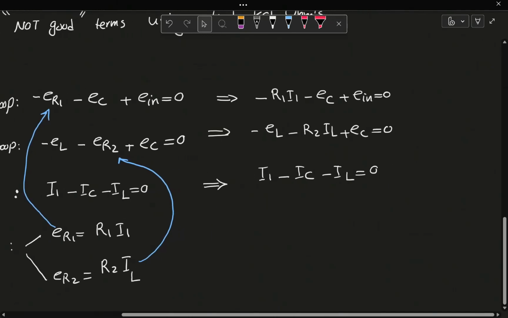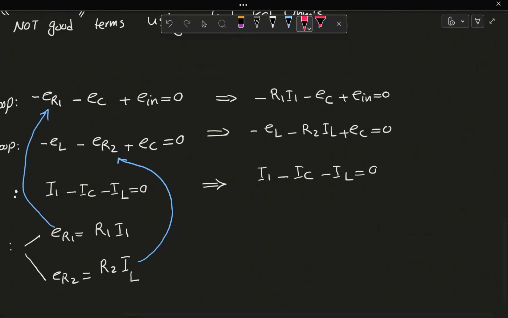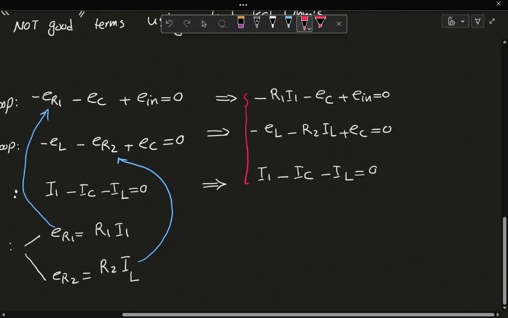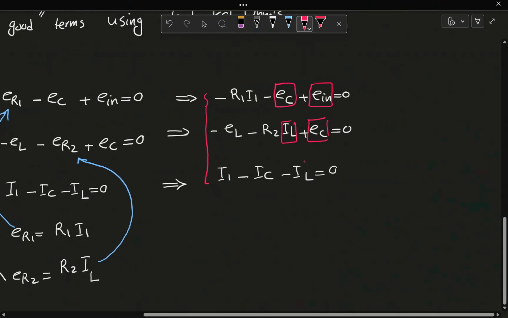Now, my friends, look at this. You have 3 equations, and in these 3 equations, EC is a good term. It's your dynamic variable. EN is a good term. IL is a good term, it's your dynamic variable. Here also IL is a good term. So they are your known, your good terms.